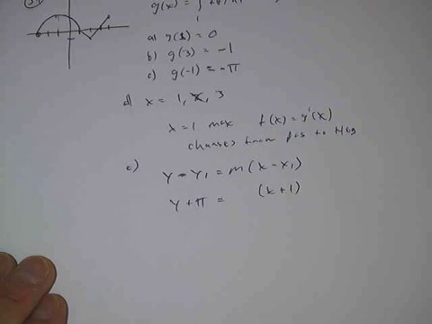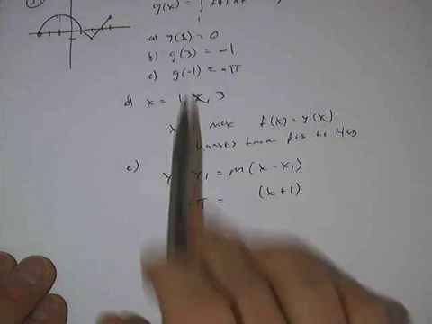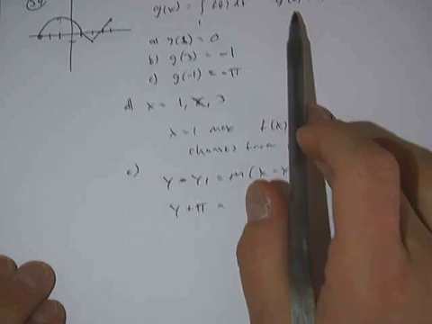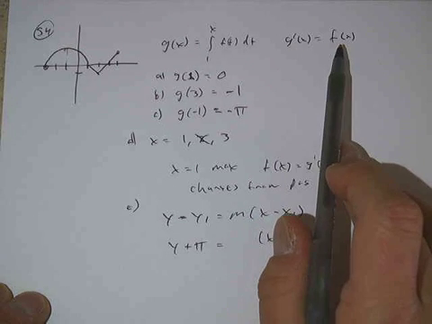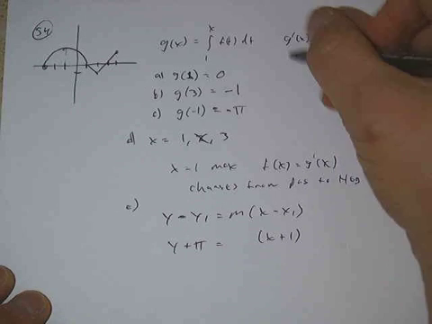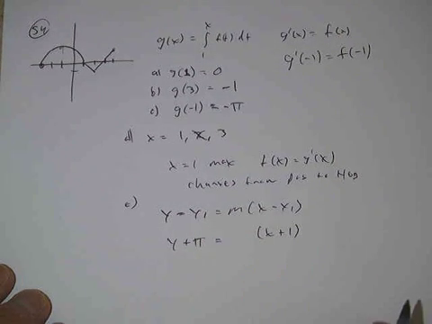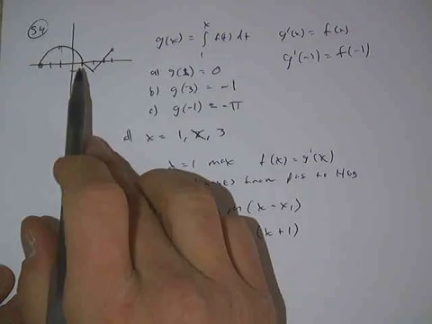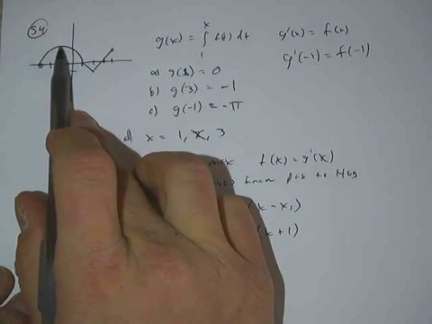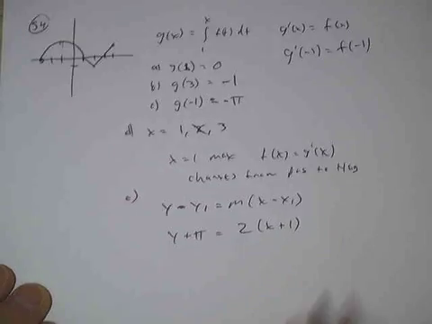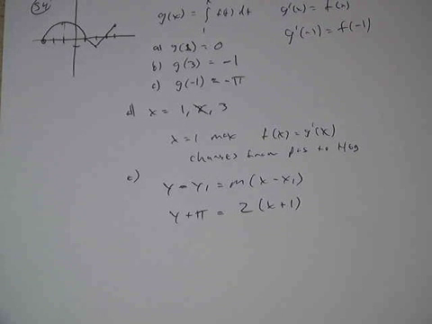Now what about the slope? Okay. Remember the slope at -1, and keep in mind that the slope of g is equal to f. So ultimately if I wanted g prime at -1, wouldn't that just be f at -1? So what is f of -1? It's 2. So there's your equation for the tangent line for the graph of g.